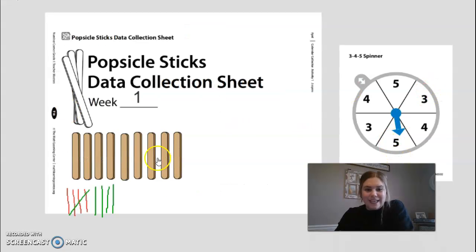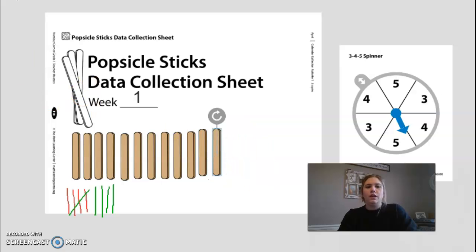All right, let's spin today to see what we have for week 1. So far, we have 9 popsicle sticks. So let's find out how many we get today. Ooh, we get to get 5. Exciting. 1, 2, 3, 4, 5. All right, so we need to have 5 more tallies.